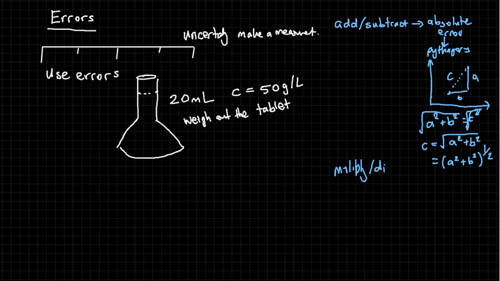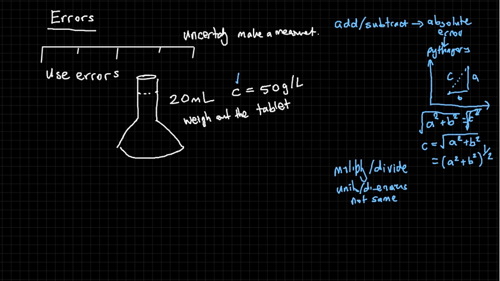Now the cool thing about exponents is that they make things that look scary not so scary. So what do you think a square root is? Well, quite simply, it's just this to the power of a half. It's very simple. So this is how we work out the error.